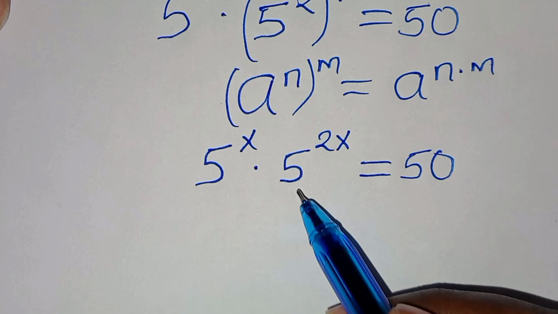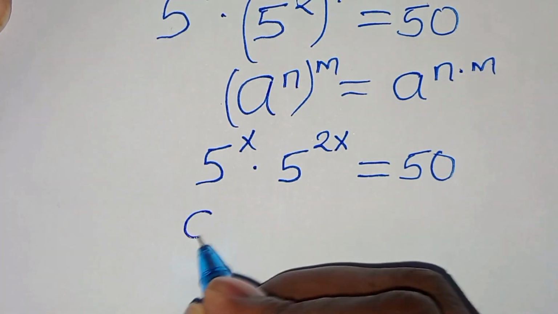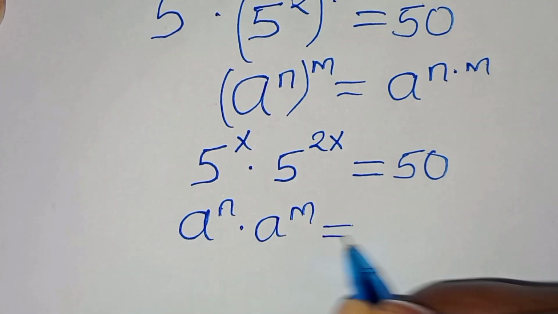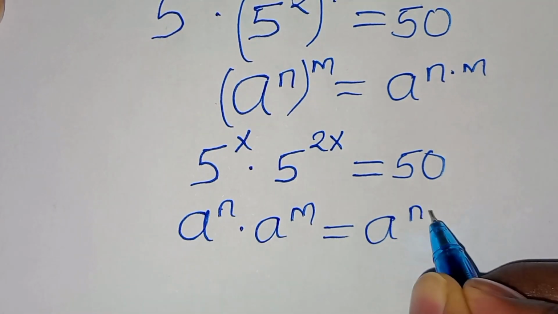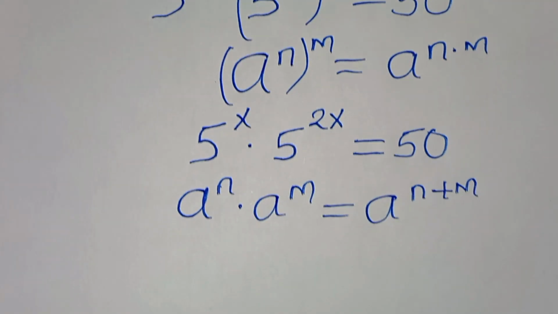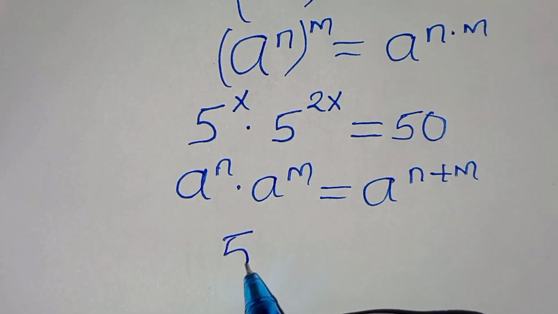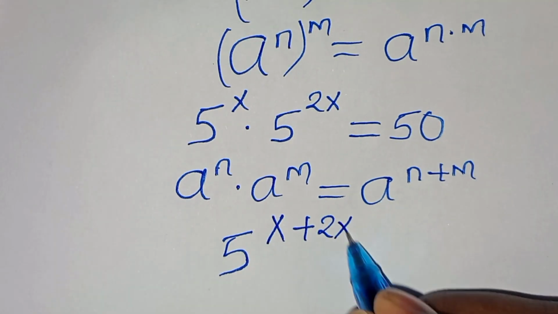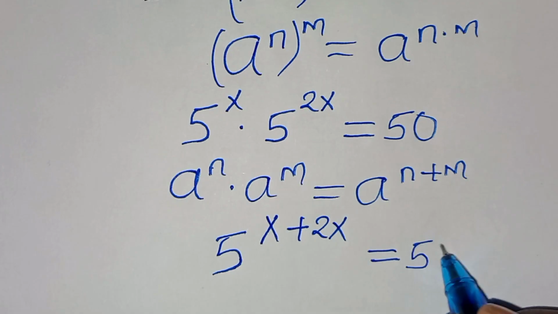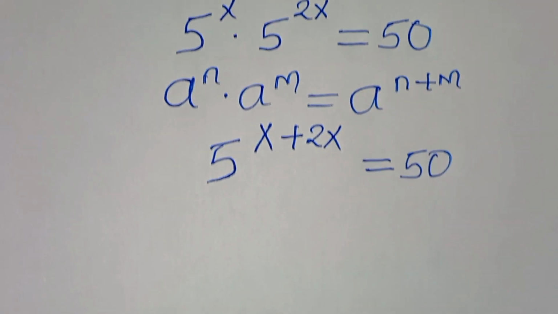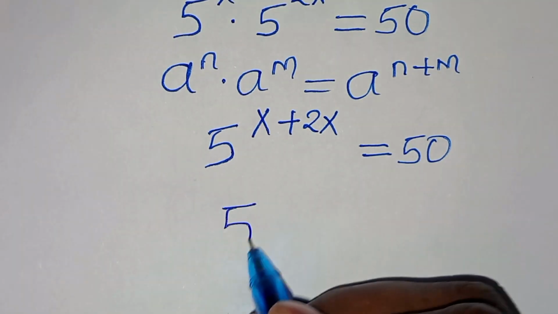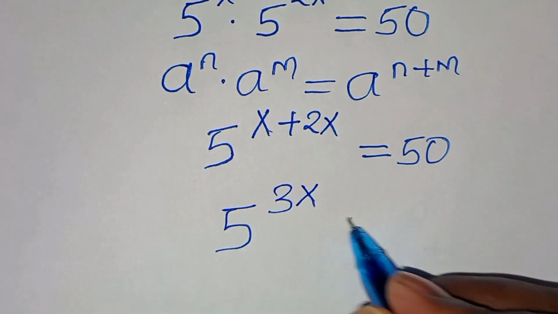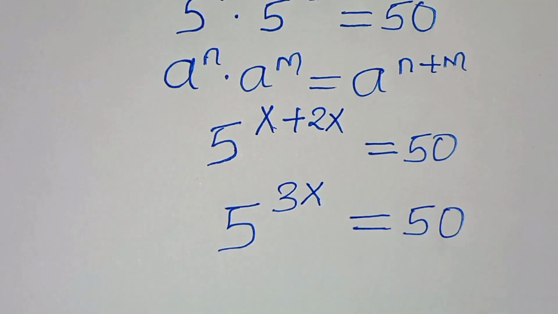5 to the power of x times 5 to the power of 2x is in the form of a to the power of n times a to the power of m, which we can express as a to the power of n plus m. So here we have 5 to the power of x plus 2x. This is equal to 50. So this implies that we have 5 to the power of x plus 2x, which is 3x, and this is equal to 50.